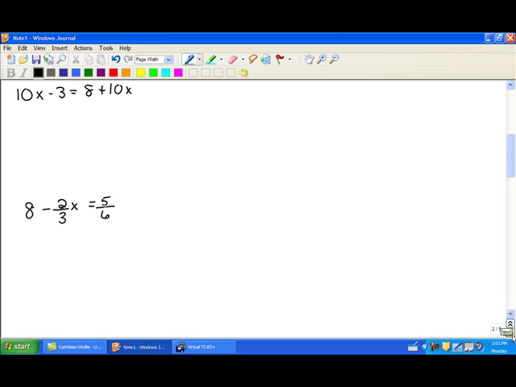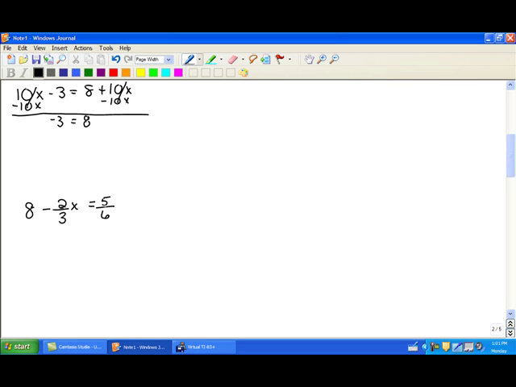Moving to a little bit more difficult equation, let's look at what happens when we have x's on both sides of the equal mark. You always need to move the x's to the same side. So I can do this by subtracting 10x from both sides. The left-hand side would then be negative 3. The right-hand side would be 8.